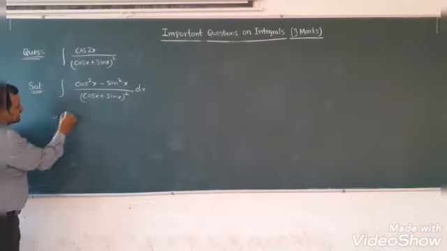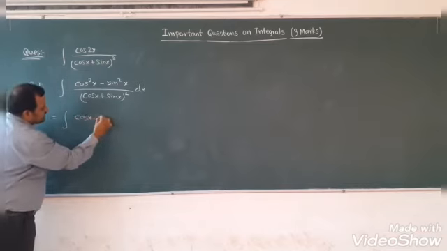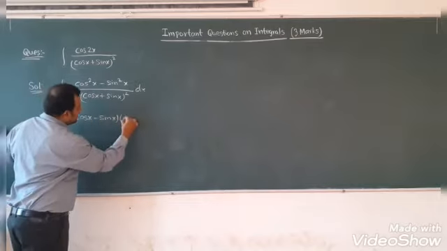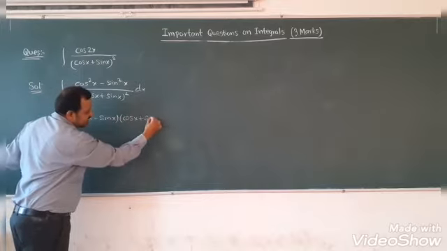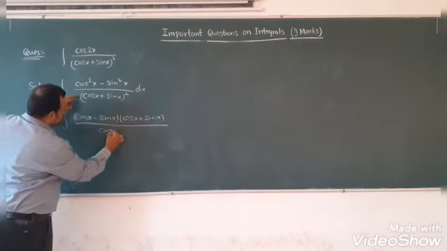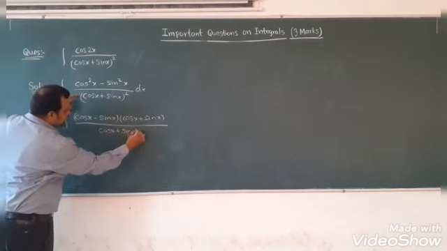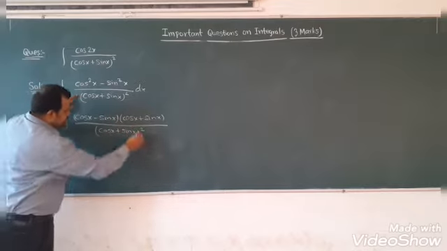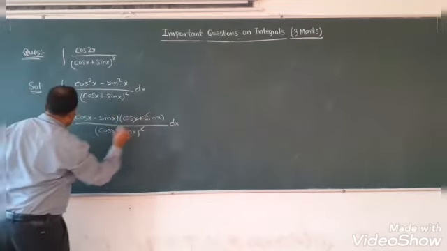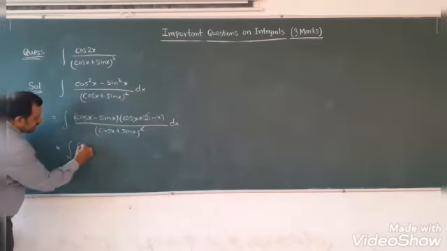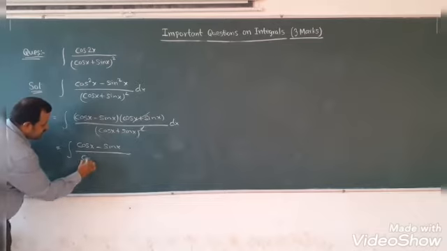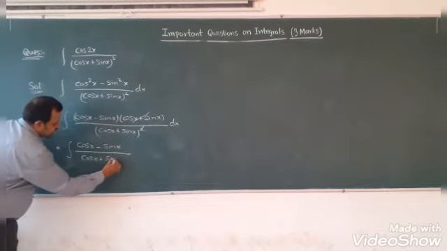A square minus b square we can write as (a minus b) into (a plus b), so cos x minus sin x into cos x plus sin x. Here I can say, divided by cos x plus sin x, let it be as it is only, and you can see one cos x plus sin x cancels. So what is left is cos x minus sin x divided by cos x plus sin x.